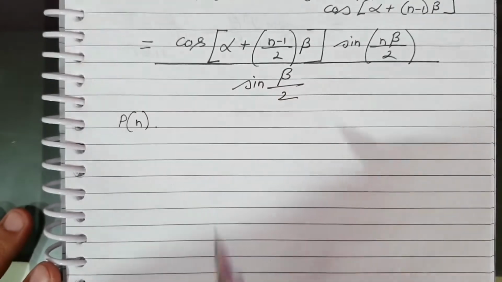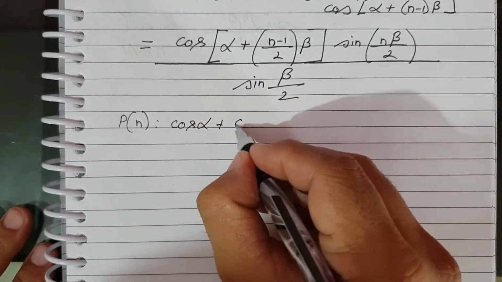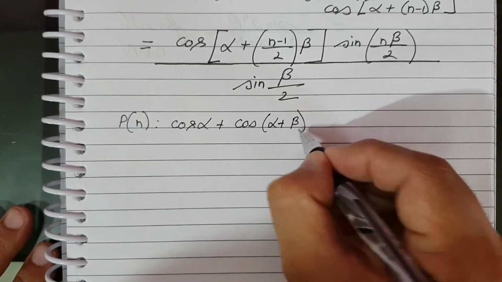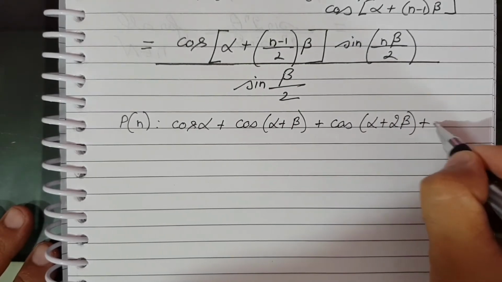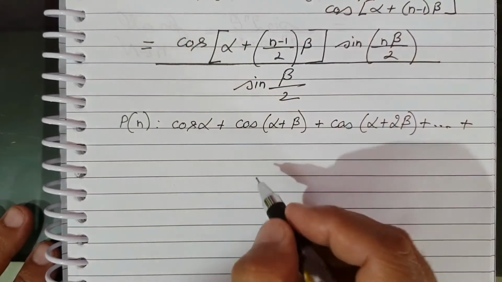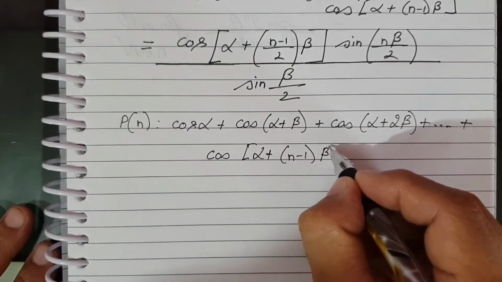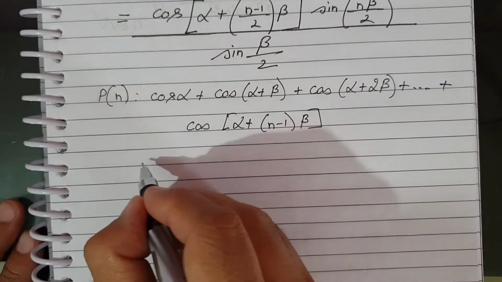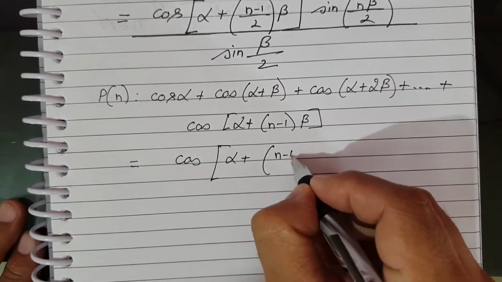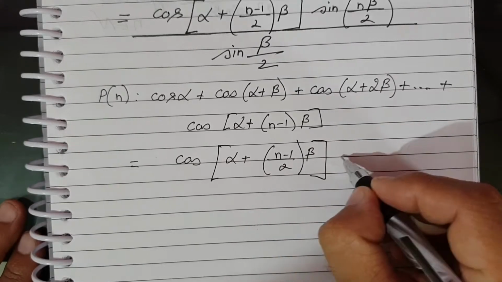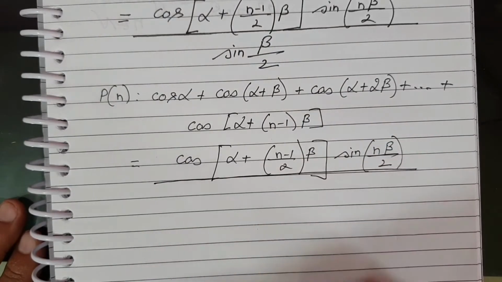So if Pn is the given statement, this is the question: cos alpha plus cos alpha plus beta plus cos alpha plus 2 beta plus and so on up to plus cos alpha plus n minus 1 beta. And this is equal to cos of alpha plus n minus 1 by 2 beta, times sin n beta by 2, whole upon sin beta by 2.